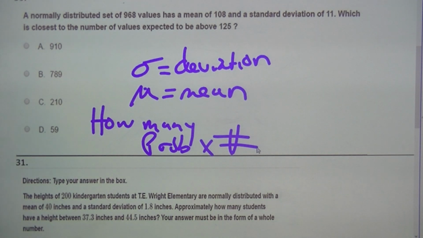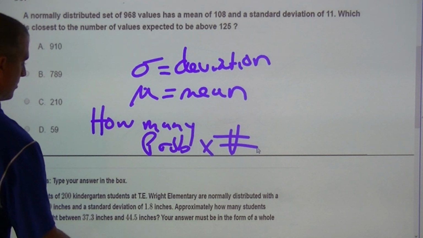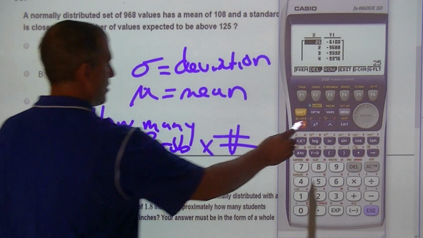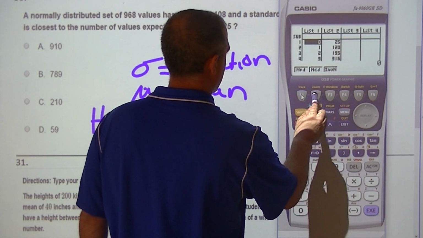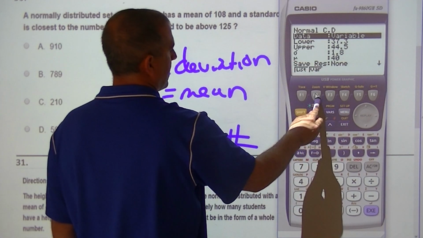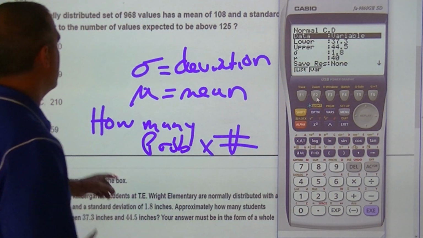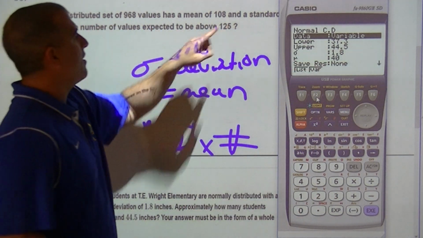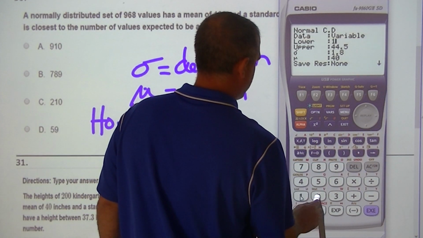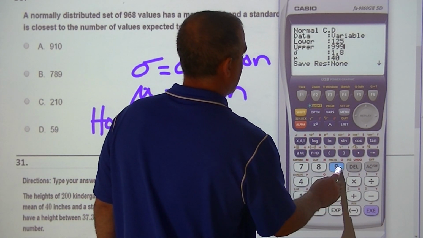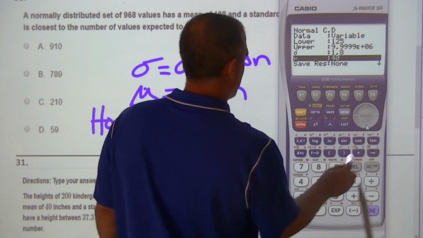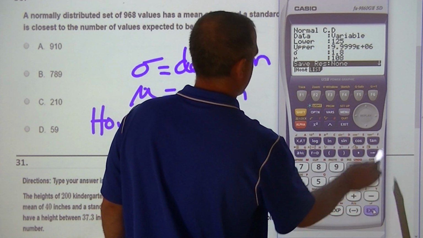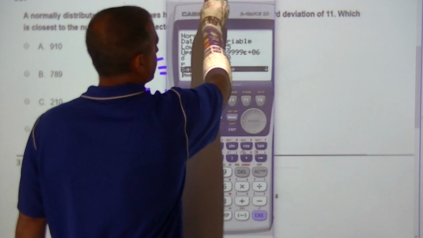So what I'm going to do is go to menu and stat, dist, norm, NCD, make sure it's set in variable. It's going to be above 125. So 125, then 9999 because it's above. The mean is 108, and the deviation is 11.